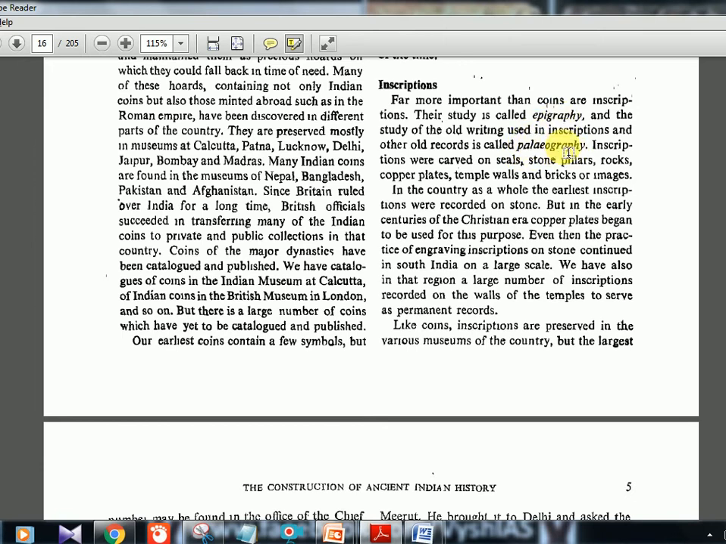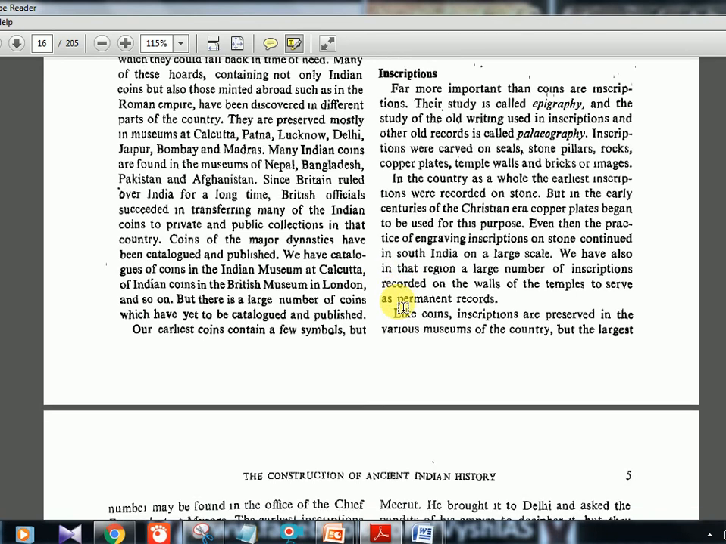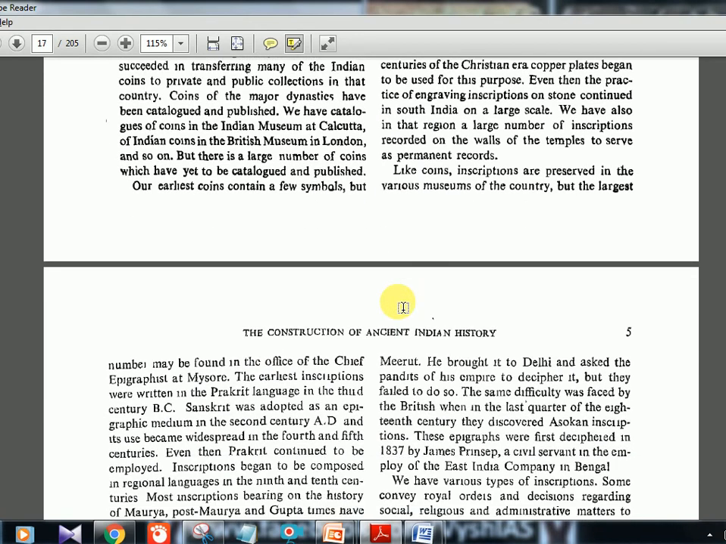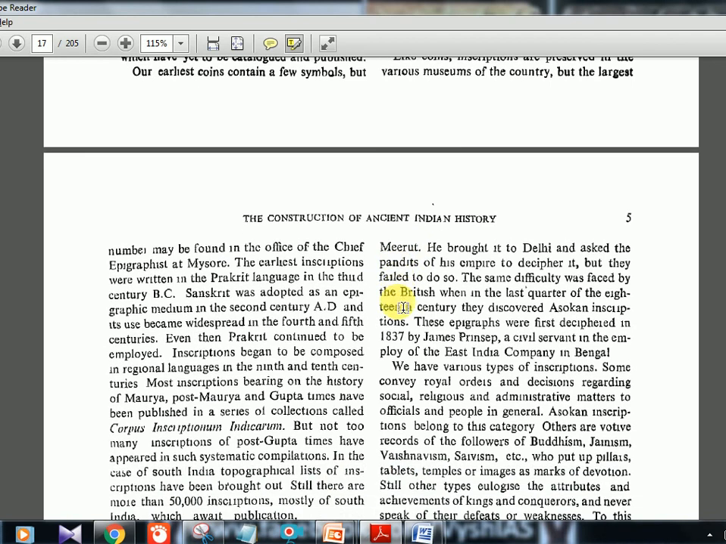Now inscriptions were carved on seals, stones, pillars, rocks, copper plates, temple walls. We'll see many things in detail. Pictures are fewer in this particular book because it's a very old NCERT, but in the new NCERTs I have shown you enough pictures. But in the early centuries of the Christian era, copper plates began to be used, that is, from the first AD, 2 AD and all. Even then the practice of engraving inscriptions on stone continued. So stones were not discontinued, but copper also began to flourish. It was there on temple walls also. Like coins, inscriptions are preserved in various museums.